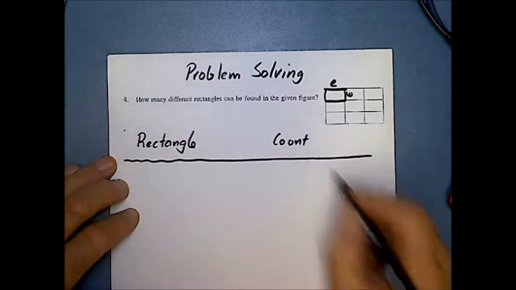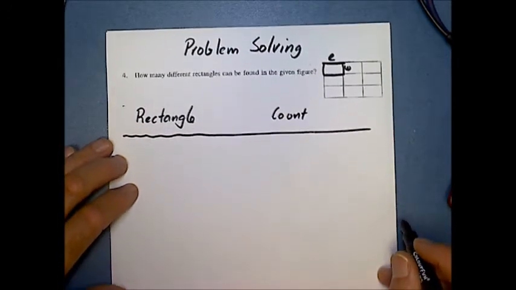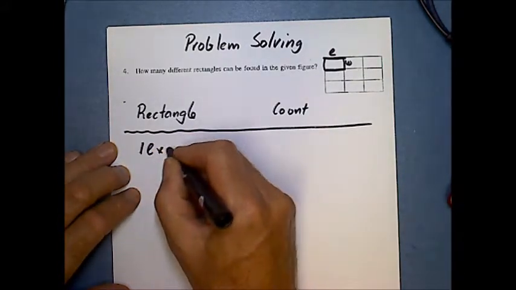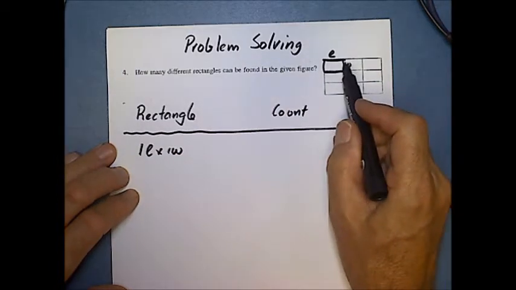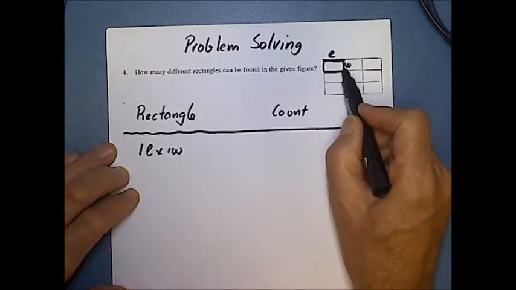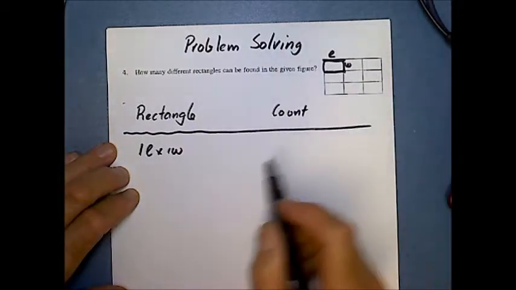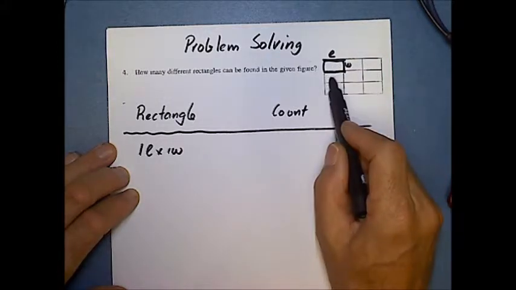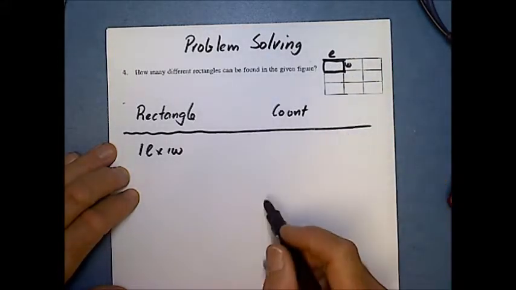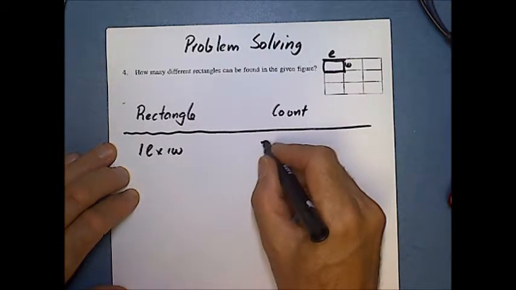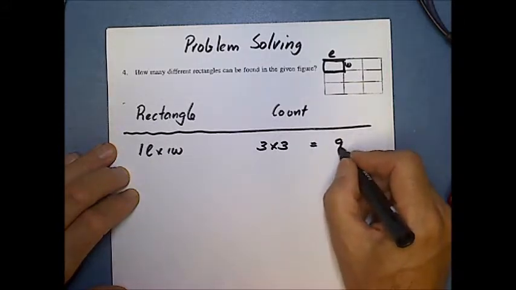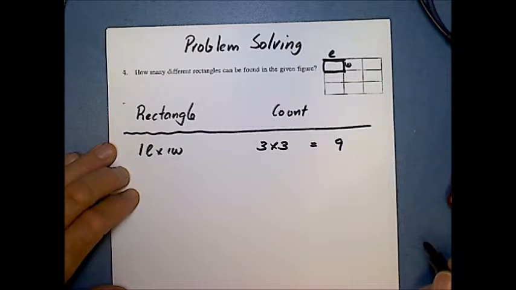So let's draw up a table, the headings rectangle and count. Now the smallest rectangle that we've got is 1 length by 1 width. I'll show that rectangle here, 1 length by 1 width. And if we do a count on all of those, we can see that we're going to have 3 rows of 3 because there are 3 in the first row, 3 in the second row, and 3 in the third row. So if we record our count as a product and then calculate that product, we find that there are 9 rectangles of that size. Now of course there's many more.